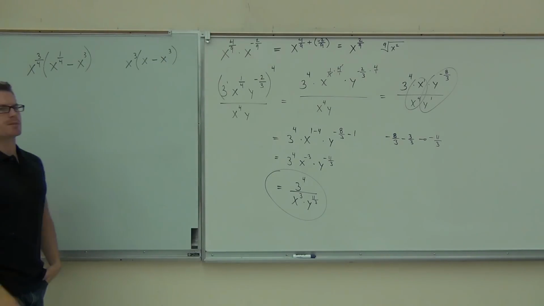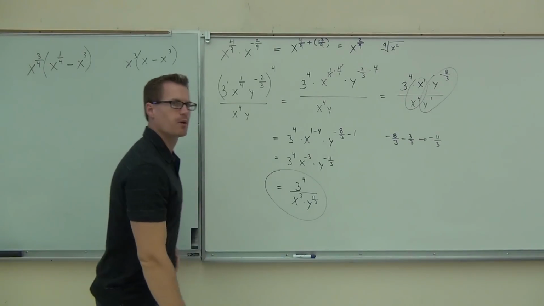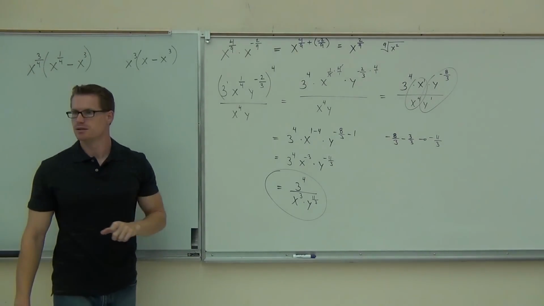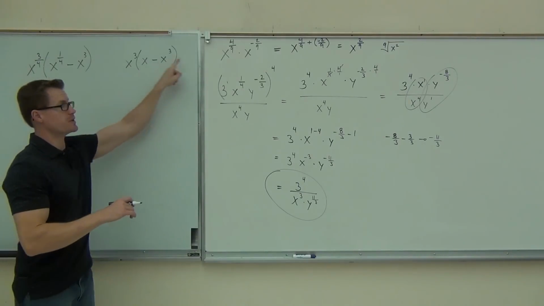Essentially, I just dropped the denominators. I've made this similar problem. Now I want you to ignore this for a second. Just ignore this one. Look at this one. Could you do that? How would you do this?